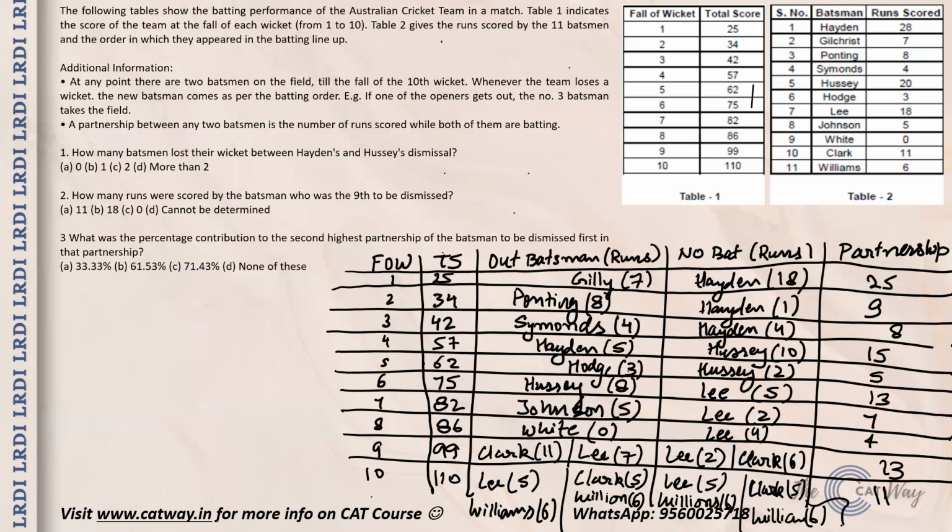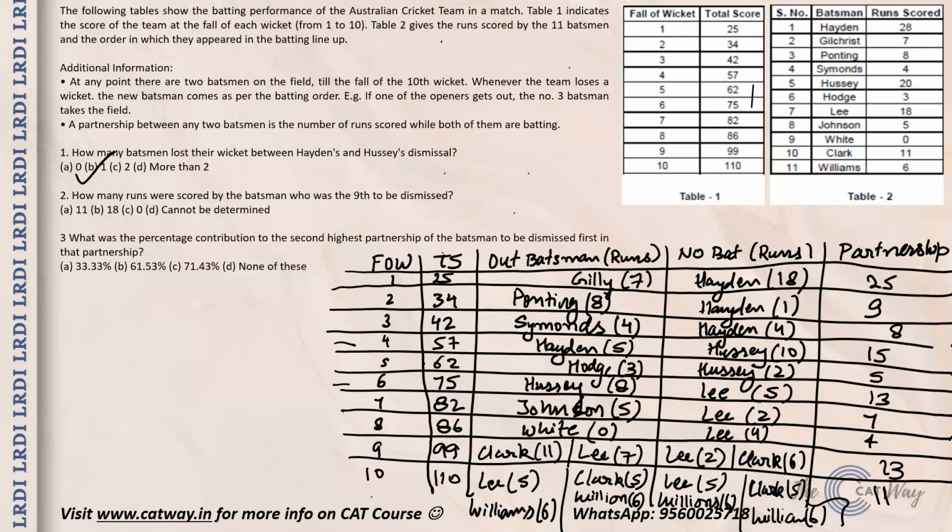Now let's move towards the questions. The first question is, how many batsmen lost their wicket between Hayden's and Hussey's dismissal? So Hayden got out as the 4th wicket, whereas Hussey got out as the 6th wicket. So there is one person, Hodge, who lost his wicket between them. So the correct answer is option number B, 1.